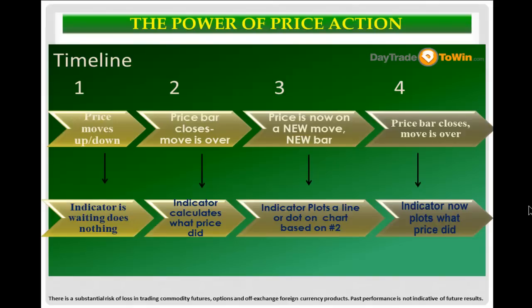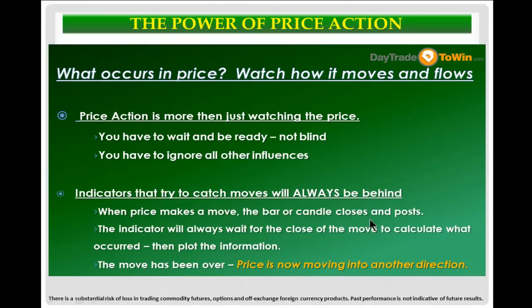Always. Take a look at number 2, and then take a look at number 3. Price is now on a new move. It's going up, it's going down, doesn't matter what it's doing. But it does something. And then it closes, the candle closes. And only at that point, the indicator looks at what just occurred, calculates again, and says, well, based on that move, now you should go short, now you should get out, now you should do something. But the move again is over. And this cycle just repeats itself. This is just an example of when you compare trading price and trading with an indicator, how you're always lagging a step behind. All right?